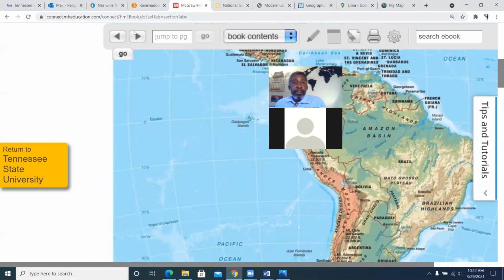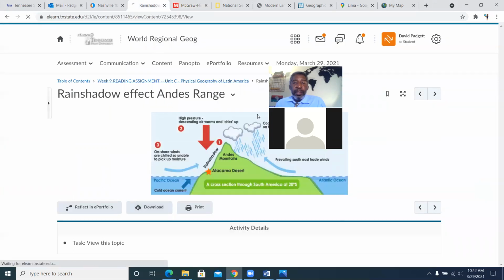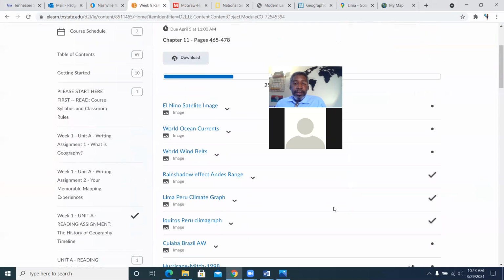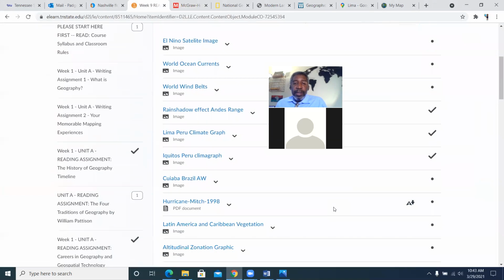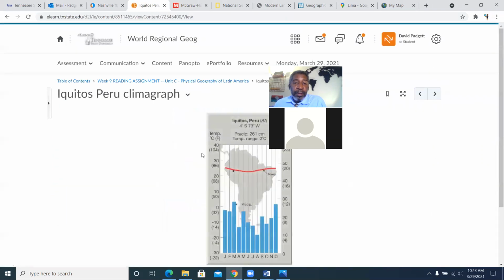So you should continue to look at the physical geography of Latin America and the Caribbean. And so we've looked at a B climate in Lima, Peru, desert climate. We looked at an A climate in Iquitos, Peru. I believe this was an Af climate, which is pretty much the equivalent of an Aw climate in the textbook.